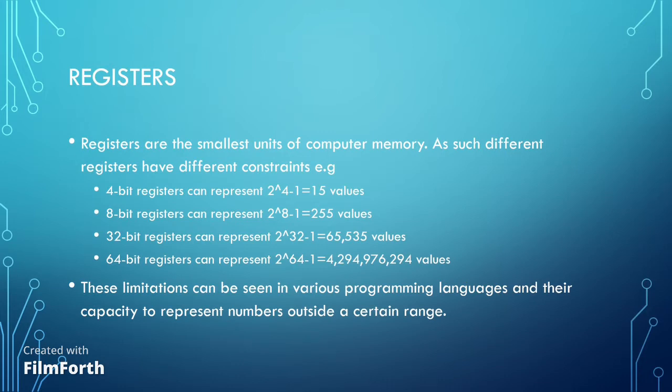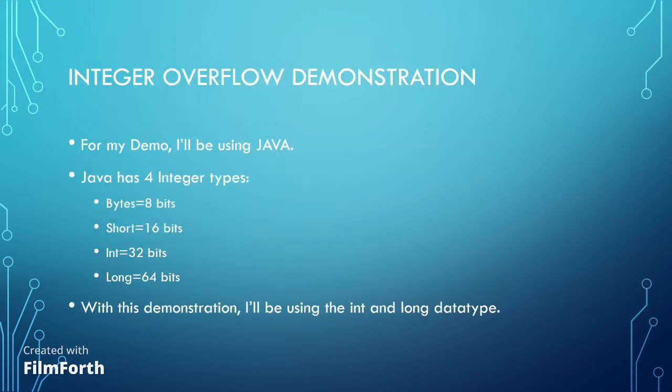Registers are the smallest units of computer memory. As such, different registers have different constraints. For example, a 4-bit register can represent 15 values, an 8-bit register can represent 255 values, a 32-bit register can represent 65,535 values, and a 64-bit register can represent 2 to the power of 64 minus 1, which is 4 billion values. So these limitations in the registers are carried over to the programming languages and their capacity to represent certain numbers outside certain ranges.